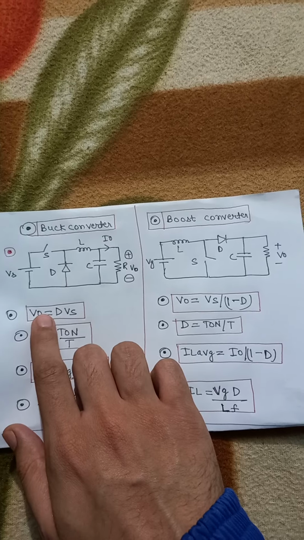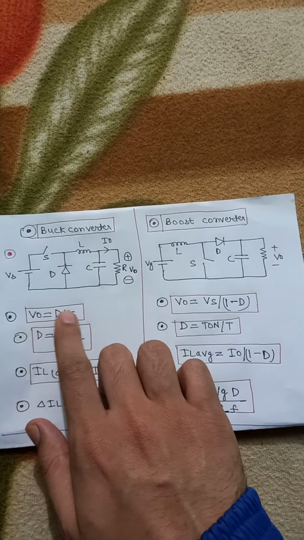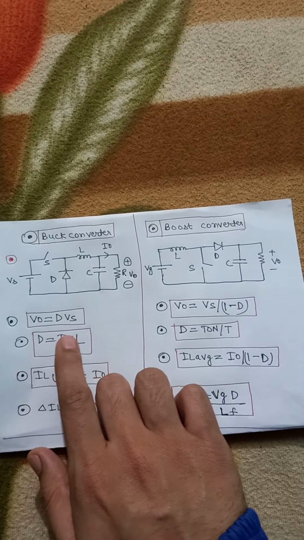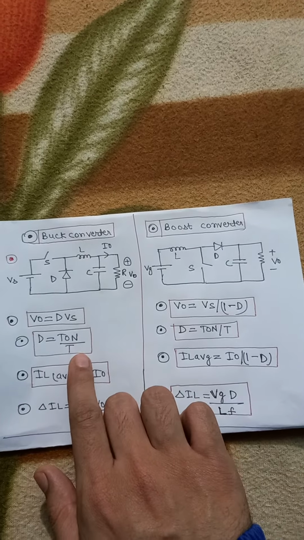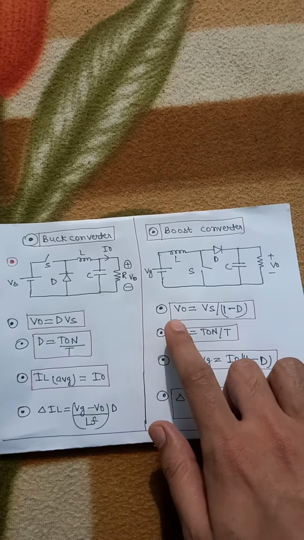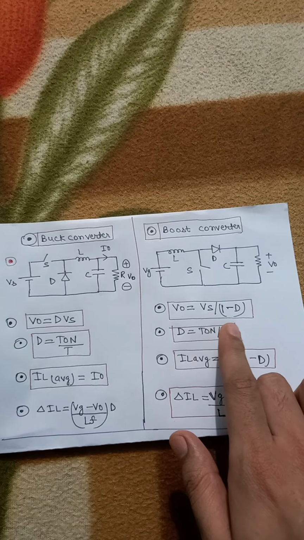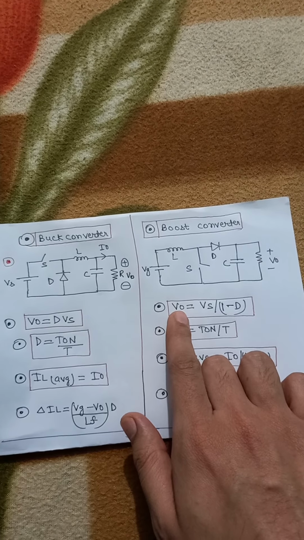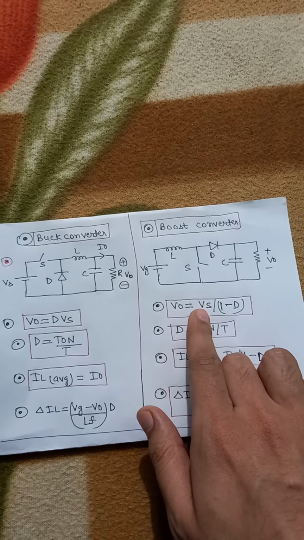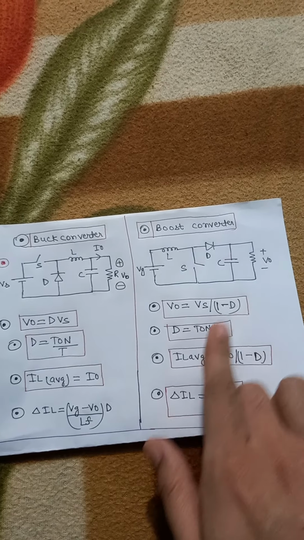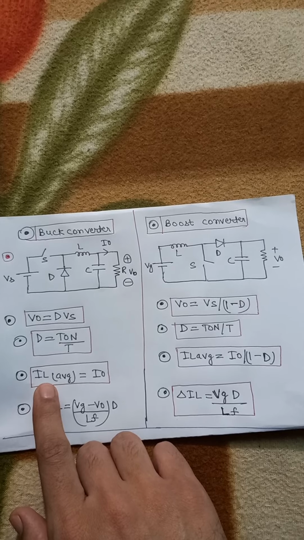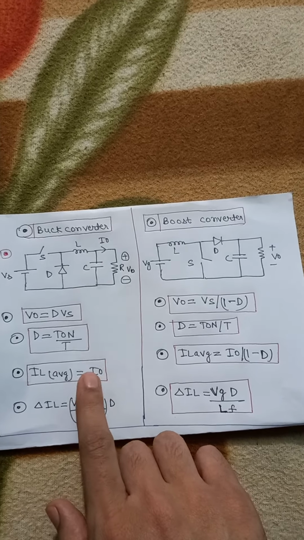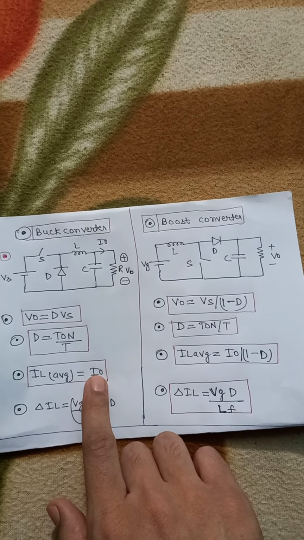The formula for the average output voltage of the buck converter is D into Vs, where D is the duty ratio, which is denoted as on time period upon total time period. Same here, D is equal to on time period upon total time period. This formula is the same in both converters, only the output voltage will change. In the boost converter, V0 average is equal to Vs upon 1 minus D, and IL average, the average value of inductor current, is denoted as I0 here. I0 is the load current, which is constant.